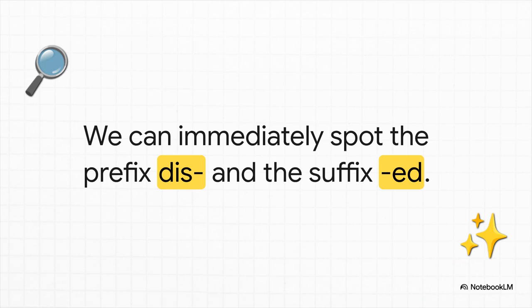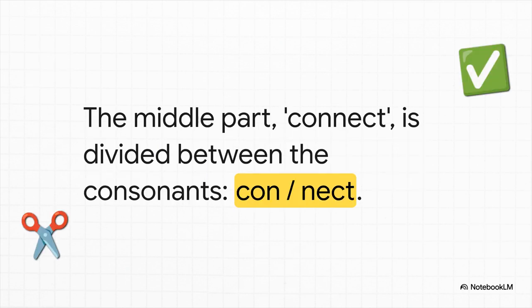Right away, you can probably spot two little bits on the ends that look familiar. You've got dis at the start. That's a super common prefix. And you've got ed at the end, a classic suffix. So let's just mentally pull those off for a second. So what are we left with in the middle? The word connect. Now here is a fantastic little trick for dividing up words. When you see two consonants smashed together between vowels, like those two N's right there, you almost always split the word right down the middle. So connect becomes con and neck.